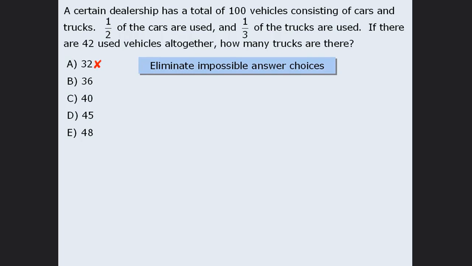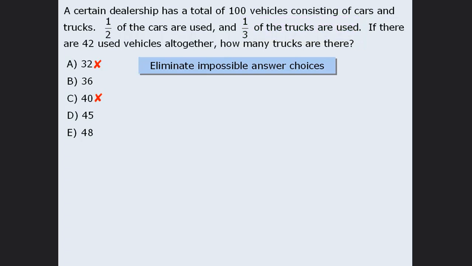For example, we know that the correct answer cannot be A. How do we know this? Well, the question tells us that 1/3 of the trucks are used. So if there were 32 trucks, then the number of used trucks would be 1/3 of 32, which is 10 2/3. Since the number of used trucks must be a positive integer, answer choice A is impossible. Similarly, since answer choice C is not divisible by 3, it is not a valid option either.